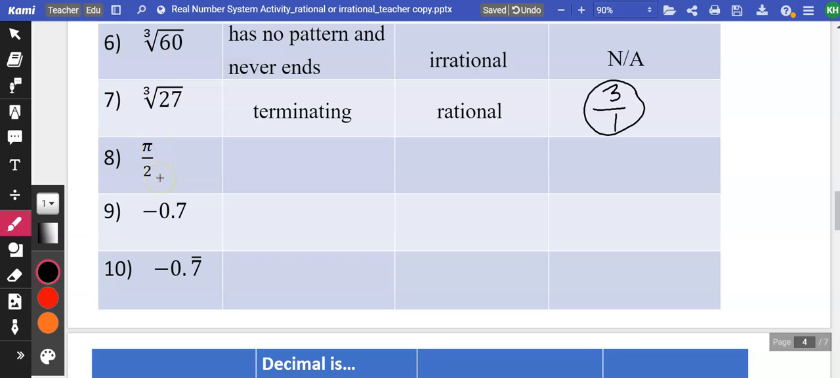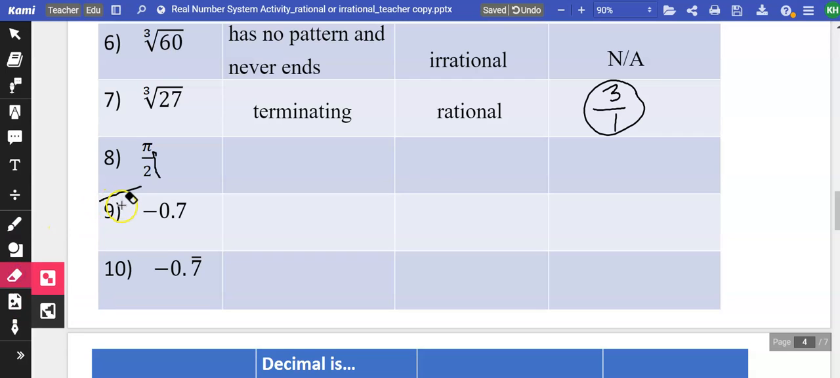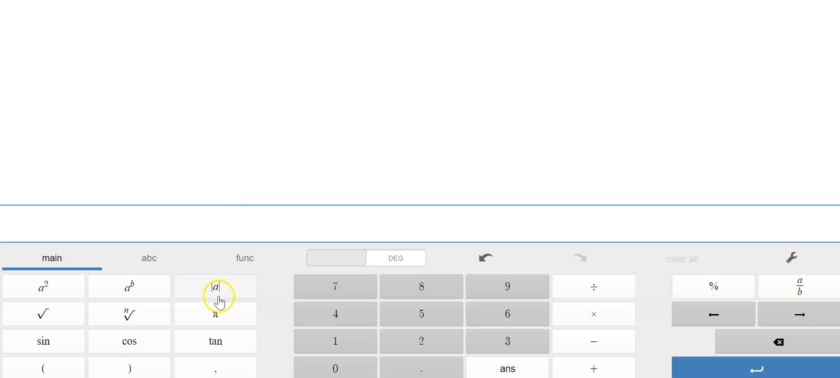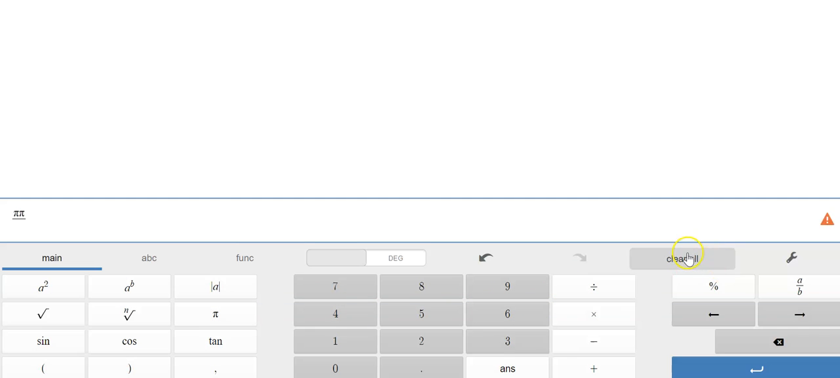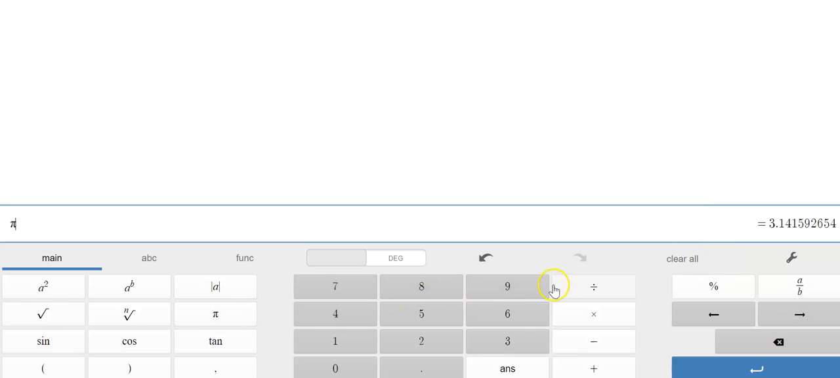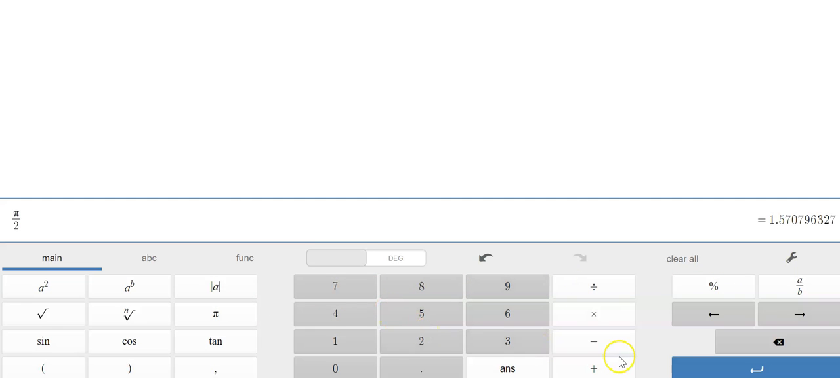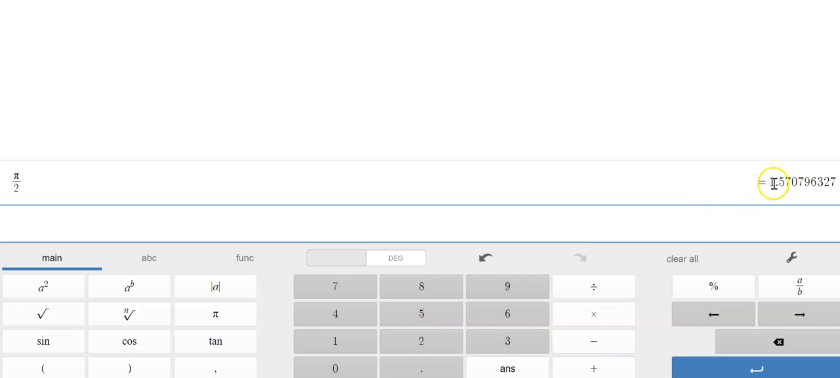Okay, pi divided by 2. So this is something else I want to show you. If you take pi and you divide it by 2, it's still going to be irrational. So I'm going to type that into the calculator. So I type in pi divided by 2. And this number has a decimal expansion that has no pattern, and you'll just have to trust me that it really does go on forever.